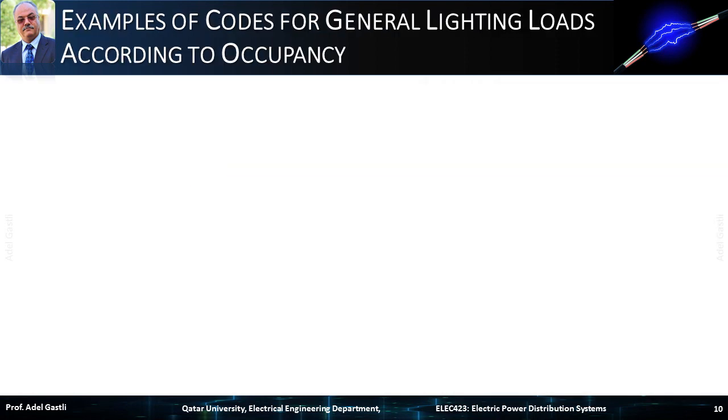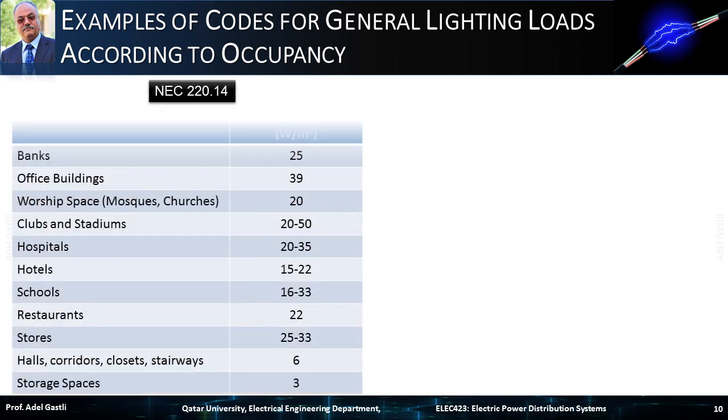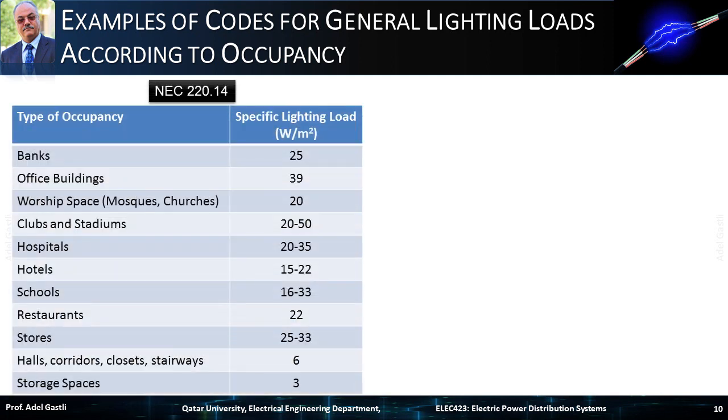For example, the American NEC 220-14 standard provides the specific lighting load density according to different types of occupancies, as illustrated in this table. For instance, for banks, 25 watts per square meter is a standard lighting load. Notice that some values are provided as single ones and some others are given within a range.